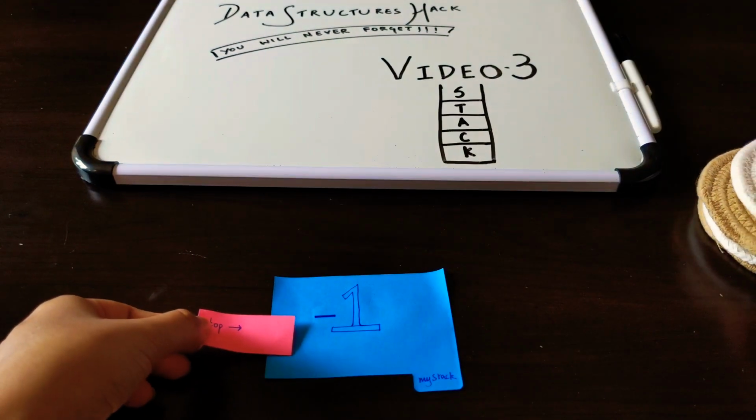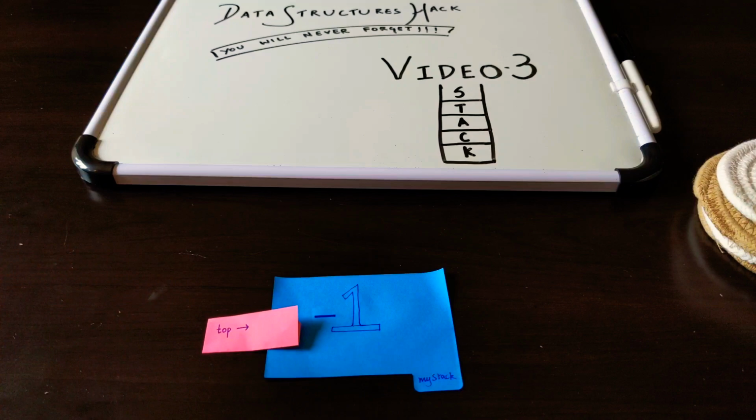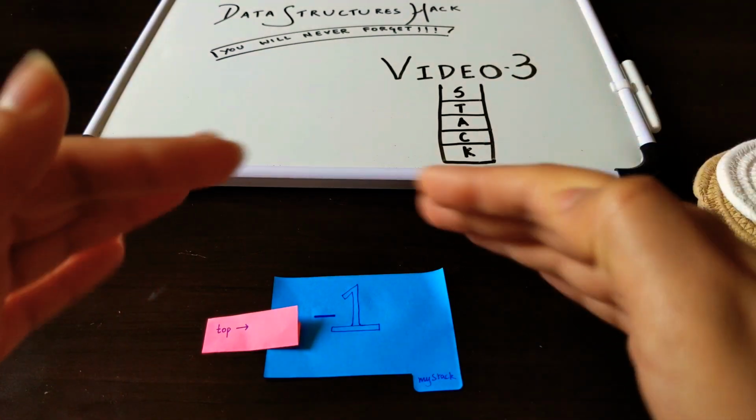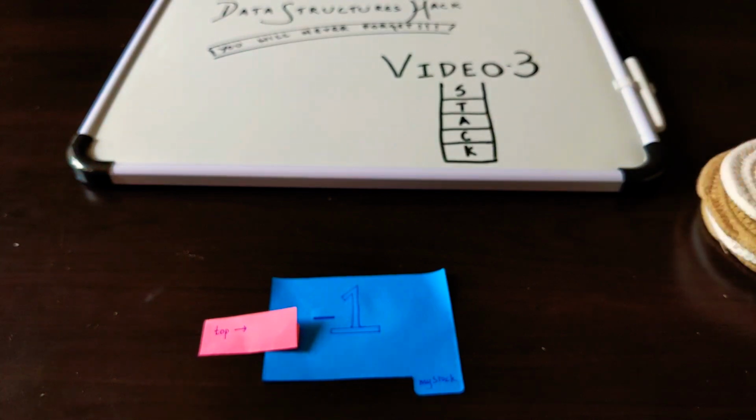And if I do a pop now, what is going to happen? It would simply say the stack is empty and no element can be popped. So this is the pictorial representation of stack. And in future videos, we are going to see how stack can be implemented by arrays and linked lists.